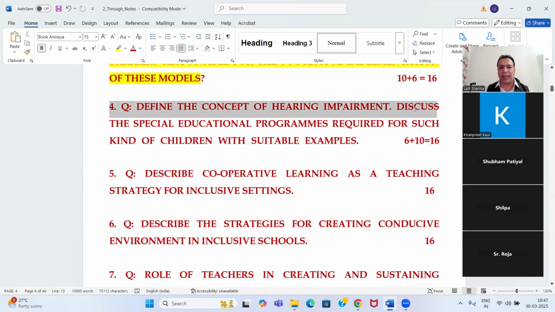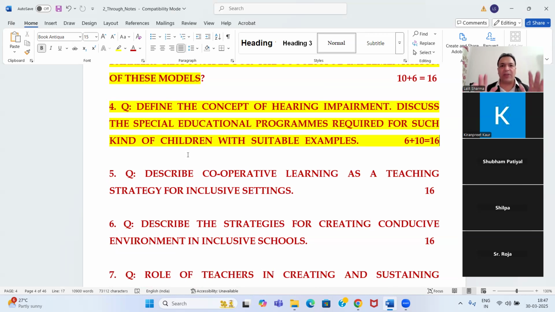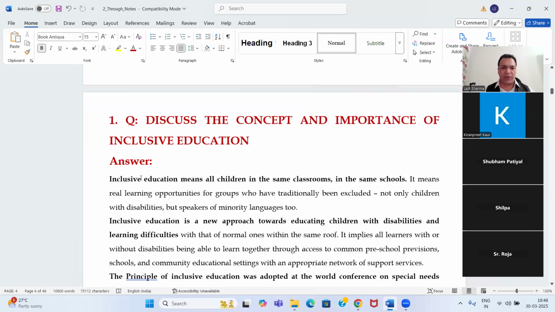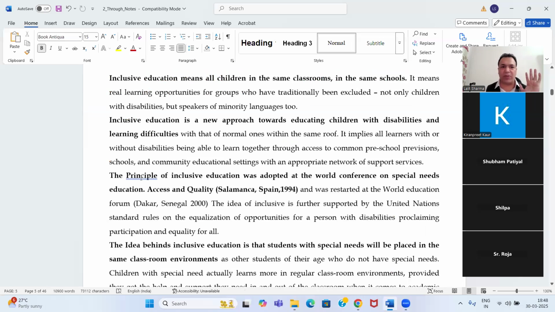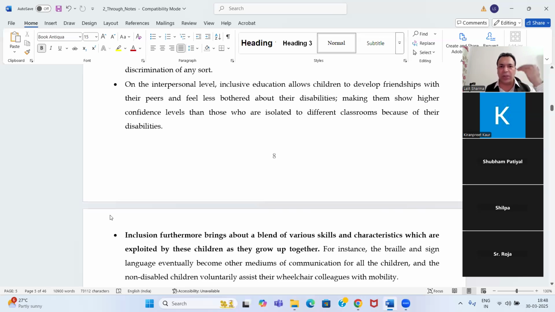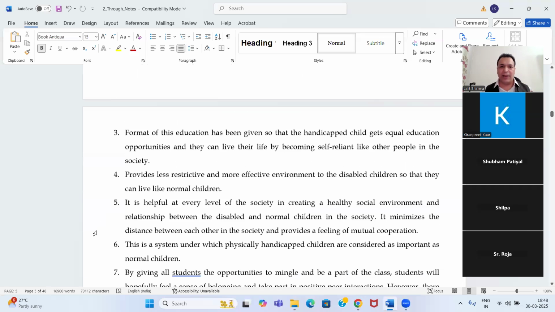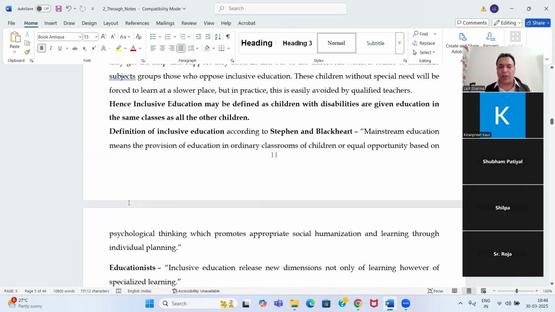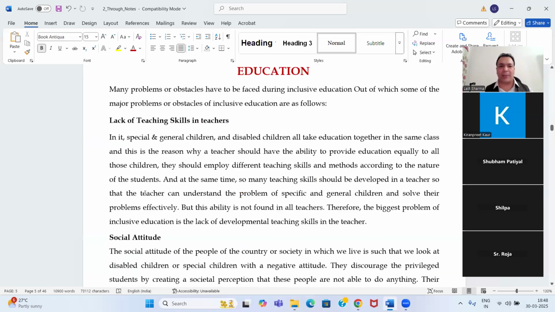Discuss the concept of hearing impairment, and discuss the special educational programs required for such kind of children with suitable example. 6 plus 10, 16 marks in total. The notes for the first questions I have already shared with you. You can learn from the notes. My work is to make you understand what the contents are and what the meaning of the topic is. Now, you have to learn because you have to perform in the examinations.